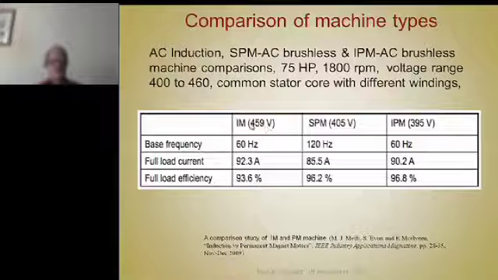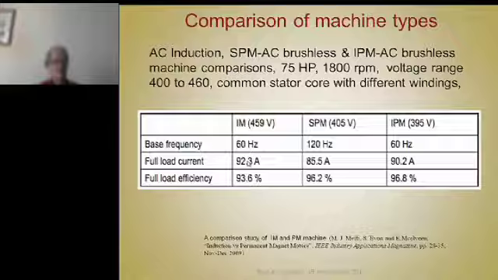So, they're all approximately the same voltage. I don't know why they're different. They're not exactly the same. This is a 75 horse motor, 1800 RPM, common stator core with different windings. They all have the same stator core, but a different winding. So you see, I say the induction machine's quite impressive here. I think it's very impressive.